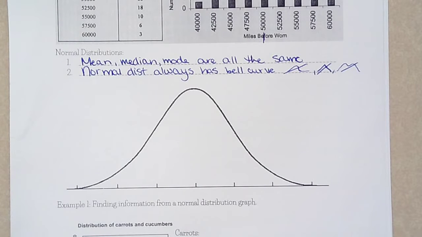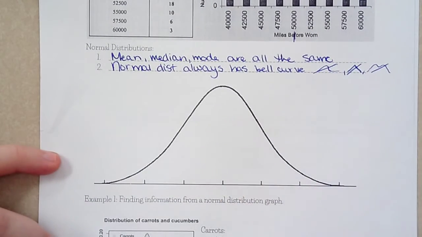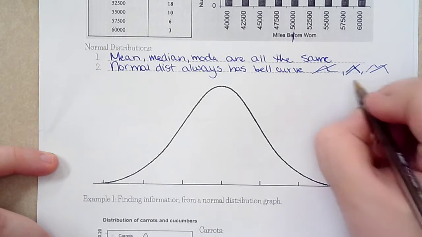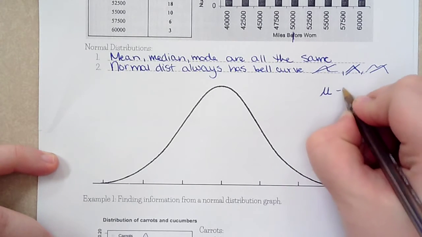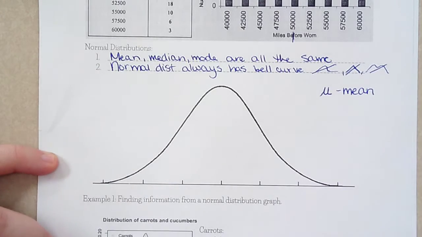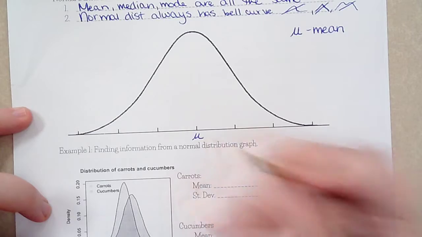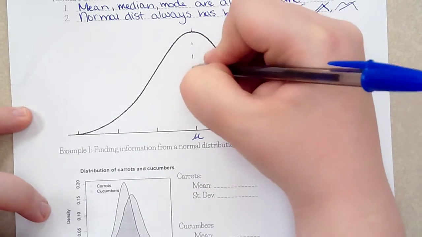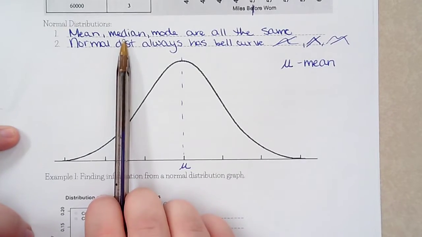Once we have a bell curve, the really cool thing is they're easy to look at. So if you look at this, we know that our mean is always going to be in the middle. And I'm going to introduce a symbol to you that's called mu. This little symbol tells us that that is the mean. And I'm going to put that right in the middle. So right in the middle of our graph is our mean. Makes sense because we know that the mean, the median, and the mode are all the same.